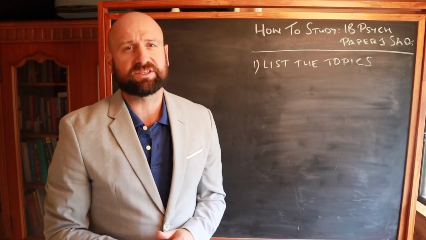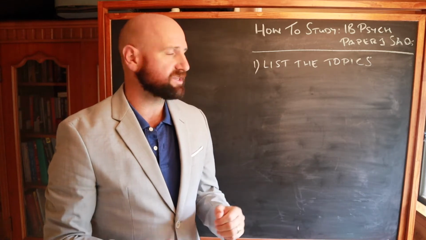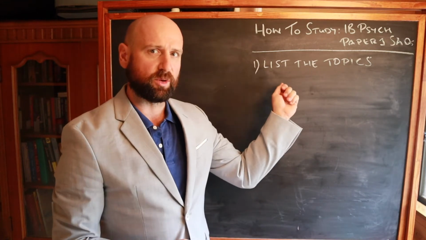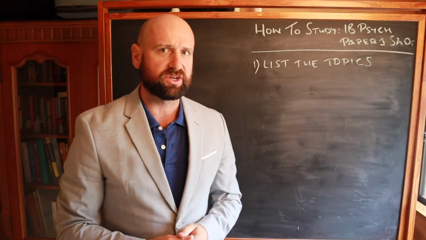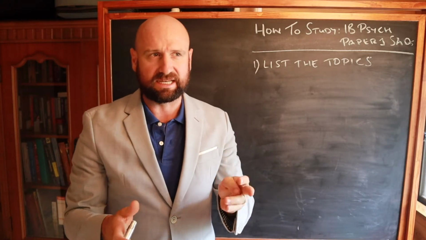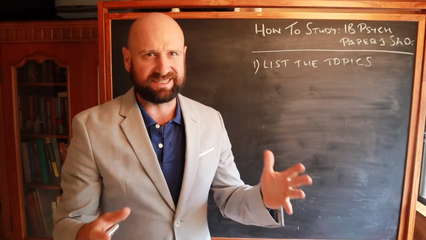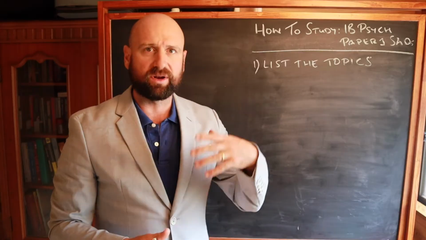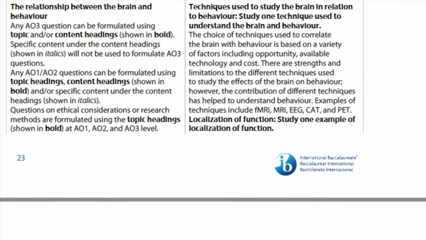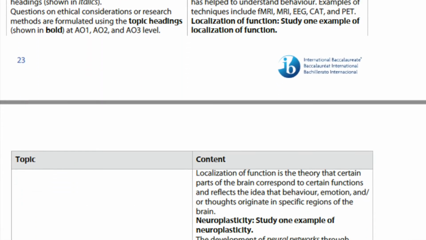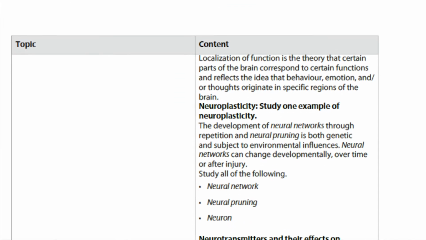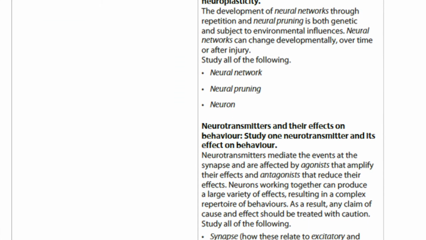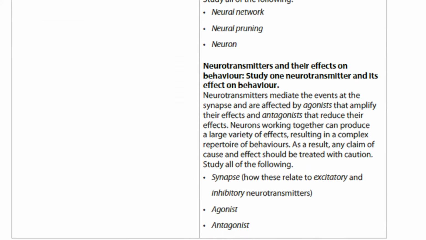Alright, so the very first step in studying for paper 1 in IB psychology is you need to list the topics. Now, in the IB psychology guide, they've got topics and content. I just call them topics, it's easier, right? So, for example, one of the topics is the brain and behavior, and then a bunch of content beneath that is things like neuroplasticity, localization, techniques to study the brain. I'm just going to call those things topics to make it easier.